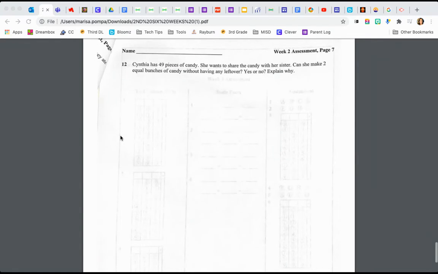And last one, number 12. Cynthia had 49 pieces of candy. She wanted to share the candy with her sister. Can she make 2 equal bunches of candy without having any left over? Yes or no? Explain why. Again, boys and girls, if it's asking if it can be made into 2 equal bunches, they are asking, is this divisible by 2? Use the strategy we've worked on.